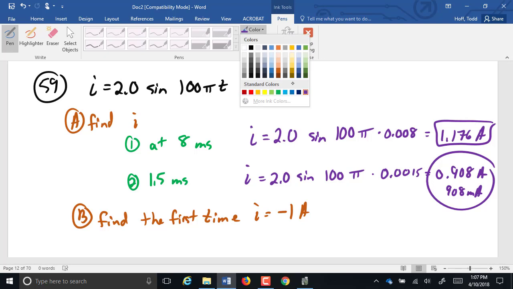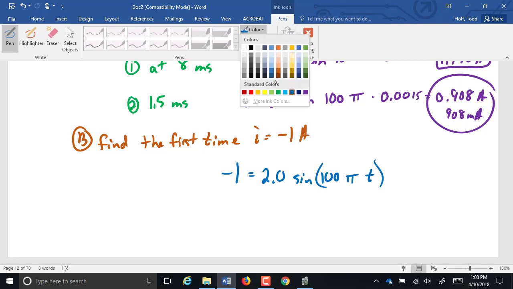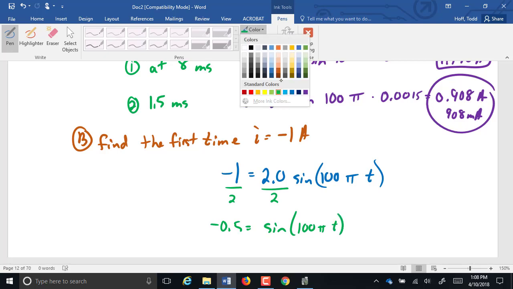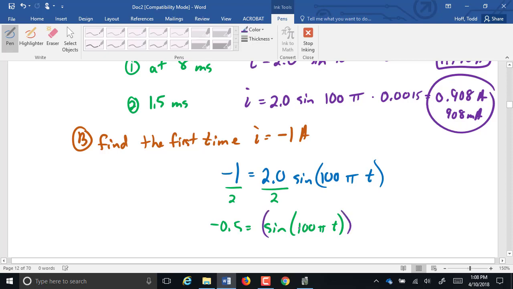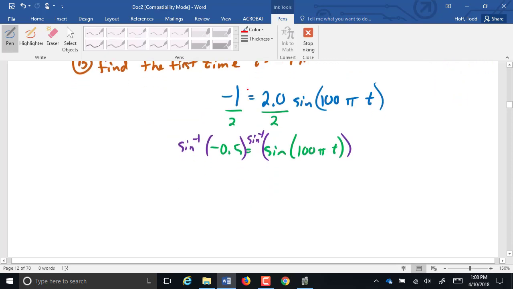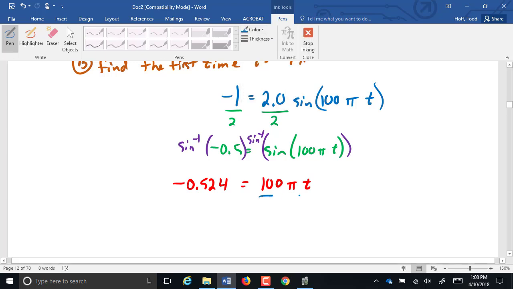Now, the first time that it equals negative 1. So negative 1 goes in for little I equals 2.0 sine of 100 pi t. So we're solving for t. Divide by 2. So we got negative 0.5 equals sine of 100 pi t. We're going to do an inverse sine. Now, some calculators give you a little different answer here. So what answer did your calculator give you? An inverse sine of 0.5. Negative 0.524 radian, of course. That equals 100 pi t. So of course we've got to divide by 100 pi.